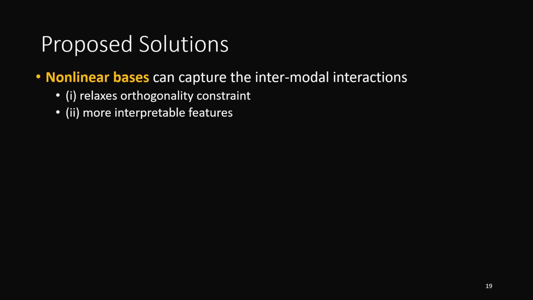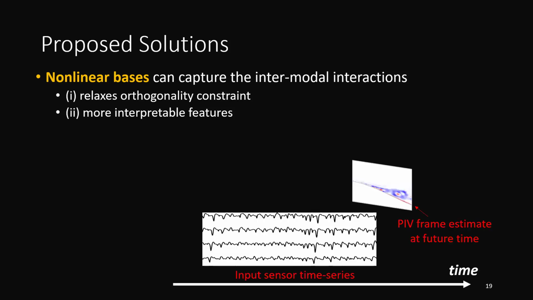So a solution we propose is to use a nonlinear basis, right? That can actually capture these intermodal scale interactions that we should expect to see in real physics. This relaxes the orthogonality constraint, and we can also get some more interpretable features from this as well. The second one has an inherent issue with the problem setup.